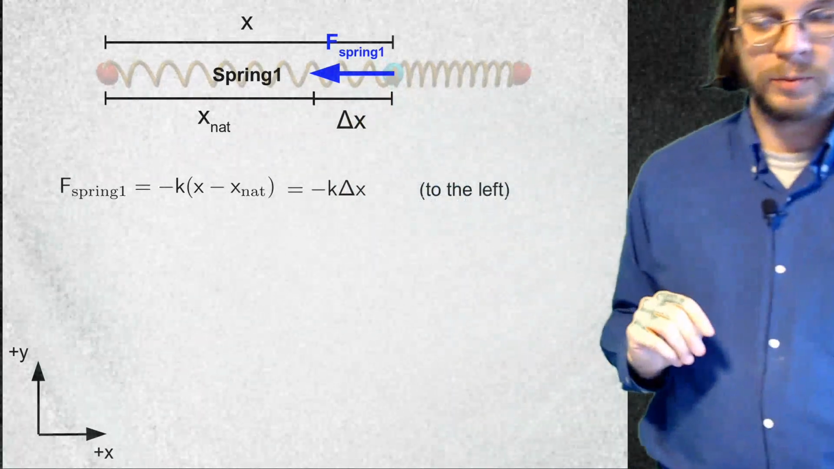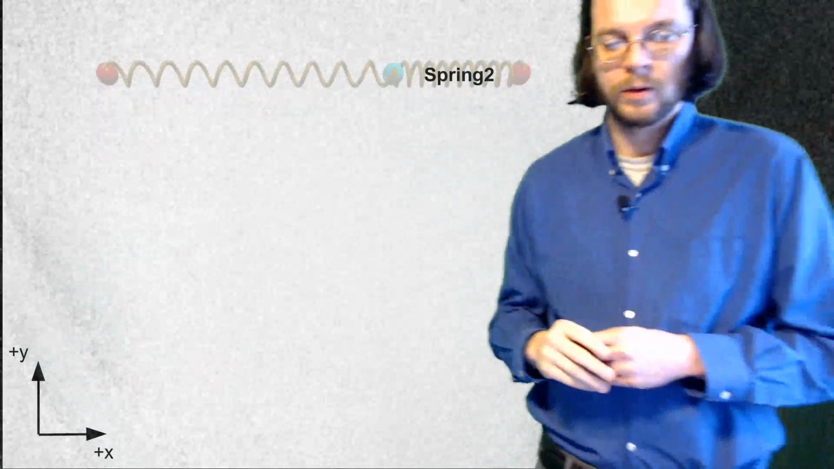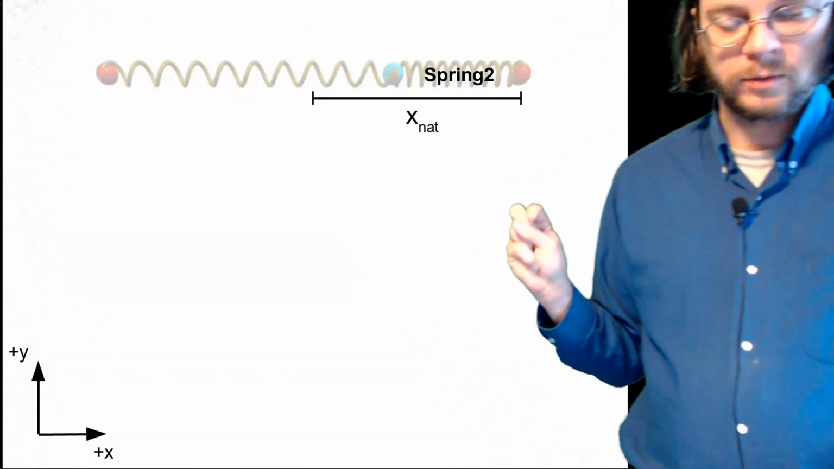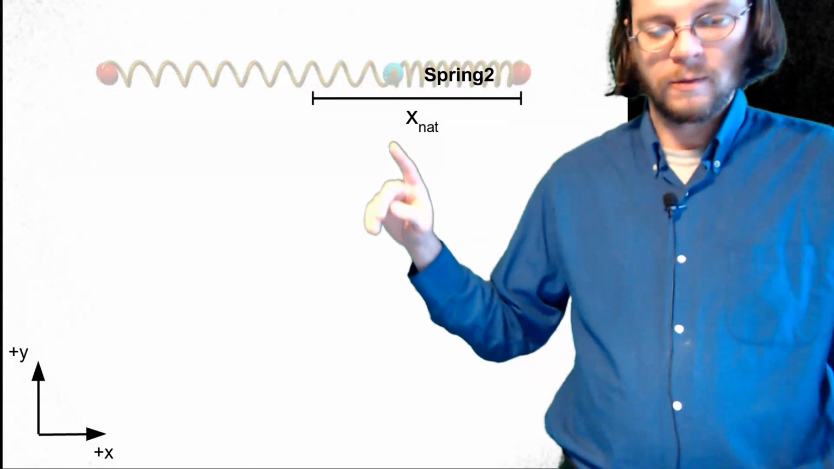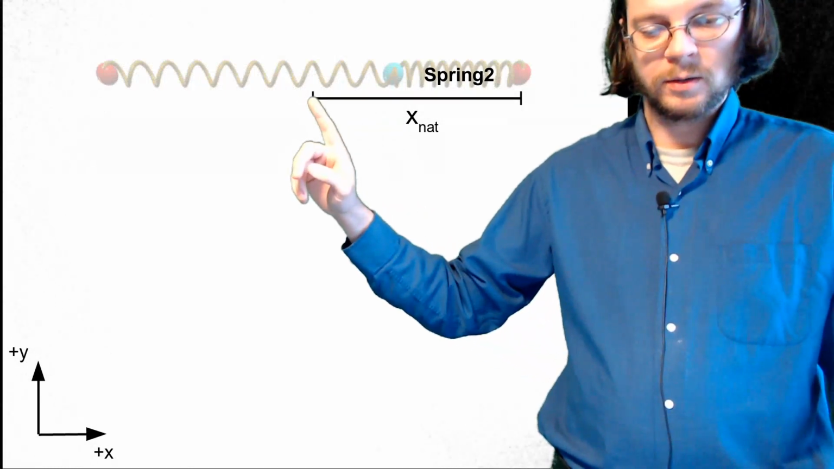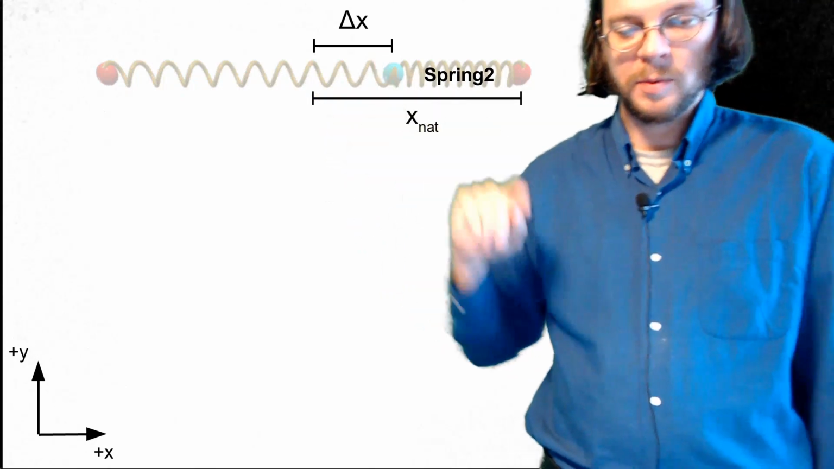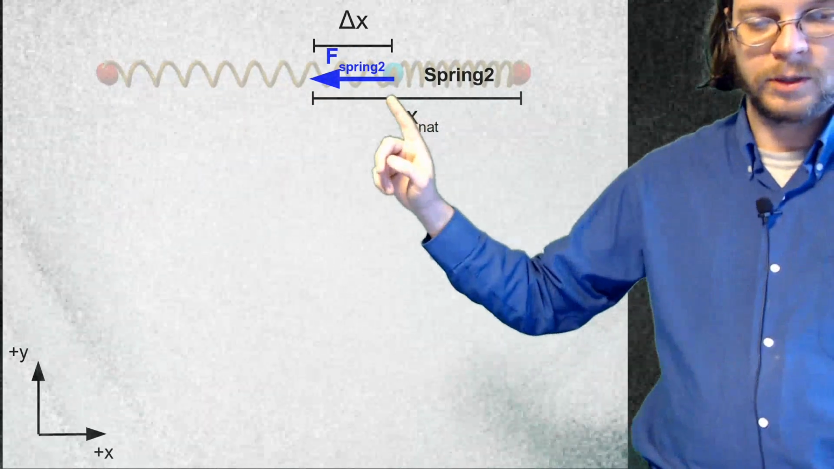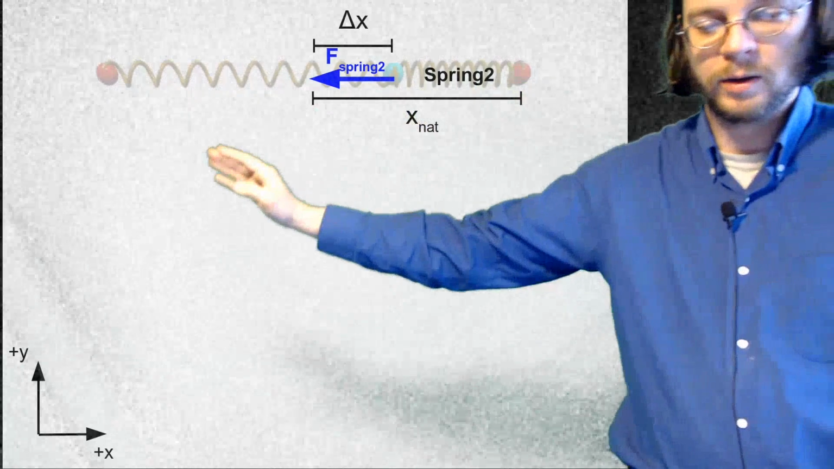Now let's think about the other spring. So this spring is in compression. So its natural length is something like this. And we could give a lot of thought to trying to figure out how the spring force works here, but suffice it to say that this object is displaced from the natural length by the same amount. And so this spring, because it's in compression, wants to push the object away.